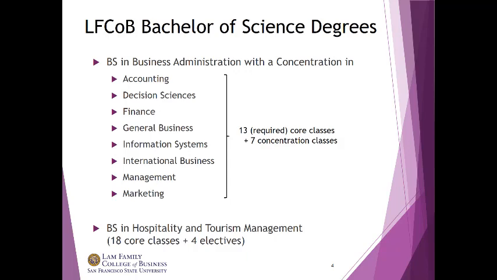The Lamb Family College of Business offers two Bachelor of Science degrees, the Bachelor of Science in Business Administration, or BSBA, and the Bachelor of Science in Hospitality and Tourism Management. The focus of this video is the BSBA. Within the BSBA, you can choose between 8 different concentrations. All 8 concentrations share a common core of 13 classes. You then take an additional 7 classes in your concentration.